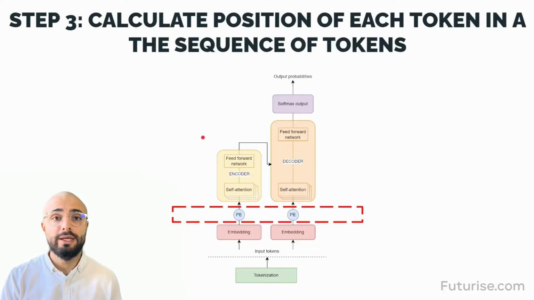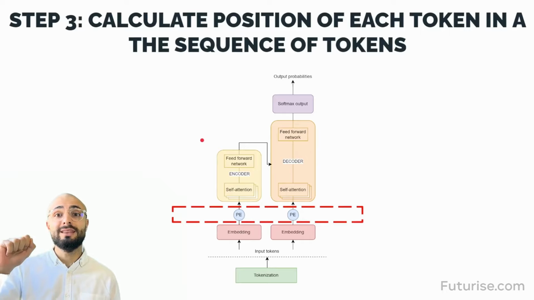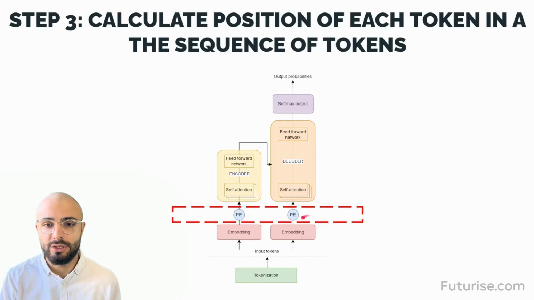So now that we have embeddings, we can then use those embeddings to calculate the position of every token in the sequence of tokens. So this is what you call positional embeddings. So that PE over here stands for positional embedding.